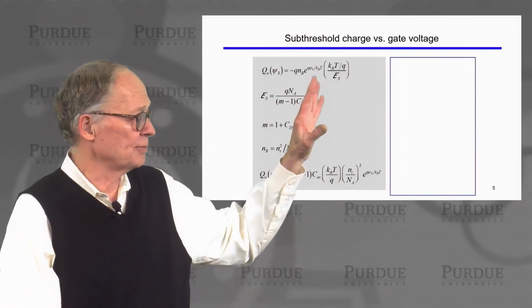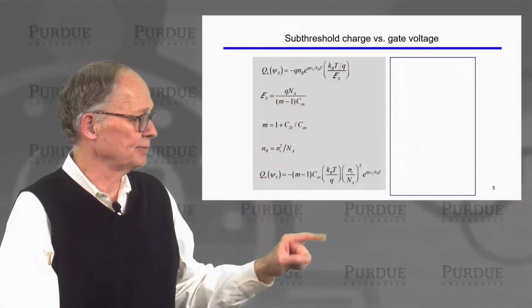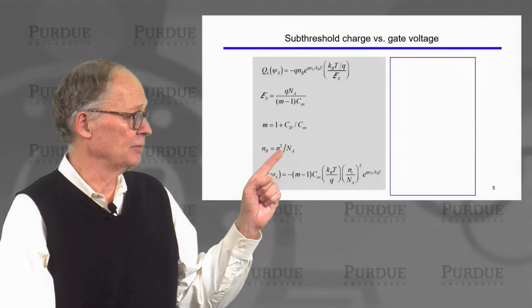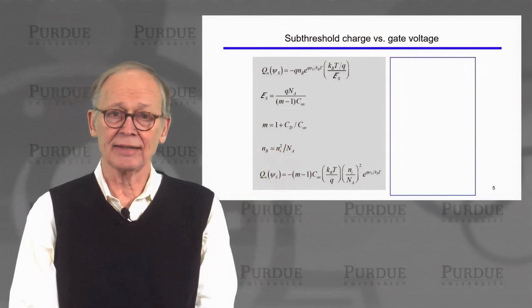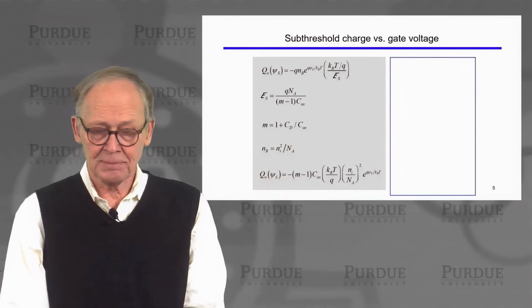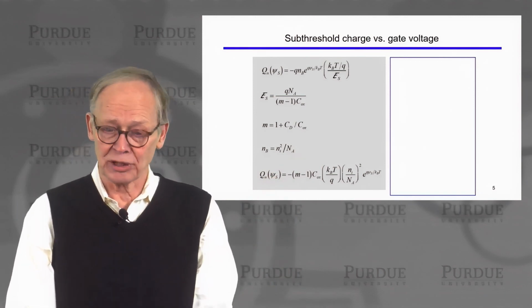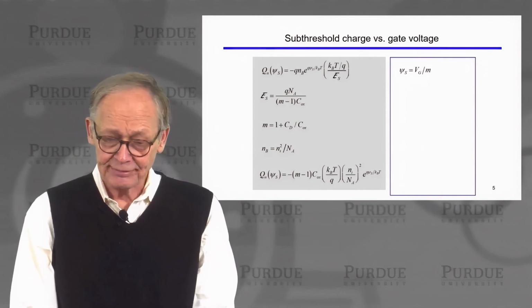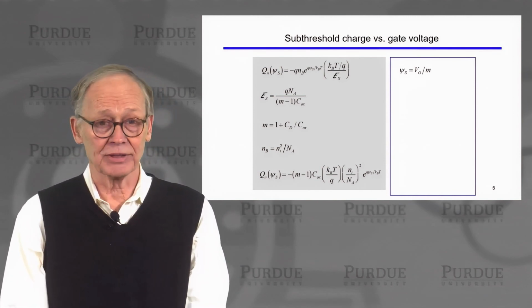So we have our charge, we have our electric field, we have a parameter M. We recall that n_B is n_i squared over N_A, the electron concentration in the bulk. We put all of that together, and we have our expression for the mobile charge below threshold. Okay, now, we're trying to relate this to the gate voltage.